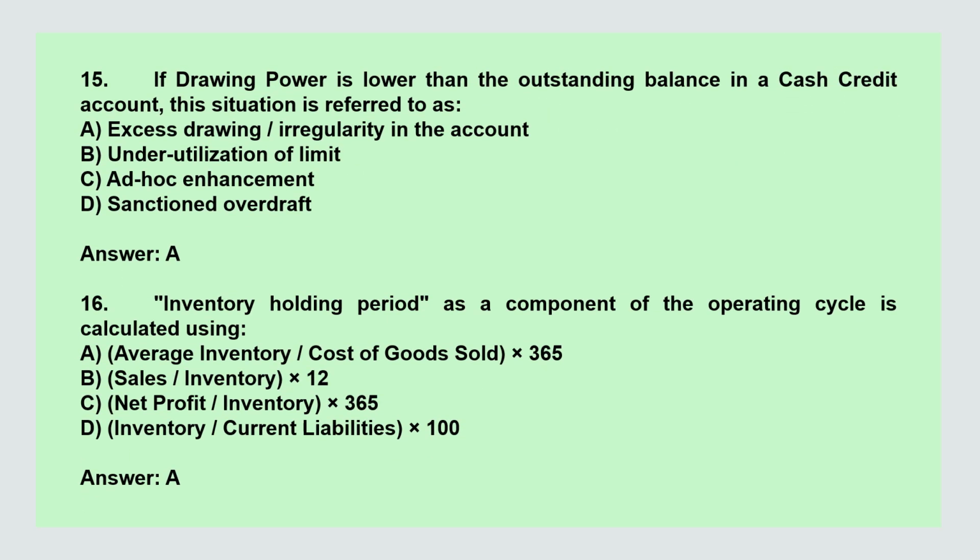If drawing power is lower than the outstanding balance in a cash credit account, this situation is referred to as. Answer A. Excess drawing or irregularity in the account. Inventory holding period as a component of the operating cycle is calculated using. Answer A. Average inventory by cost of goods sold into 365.